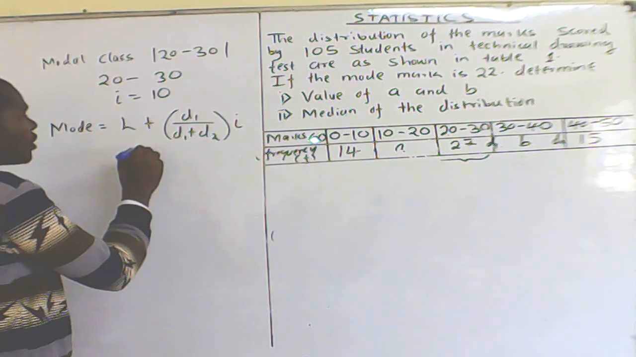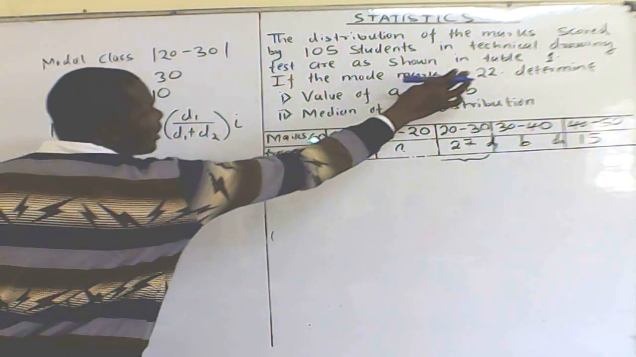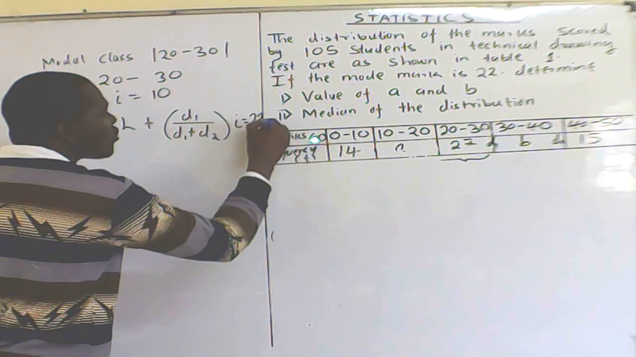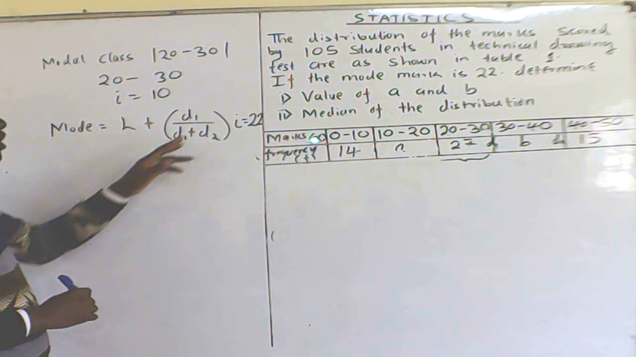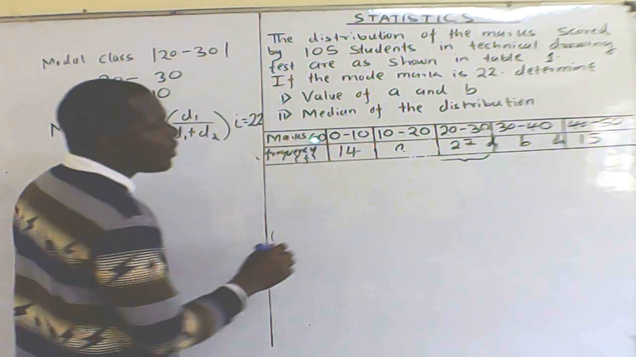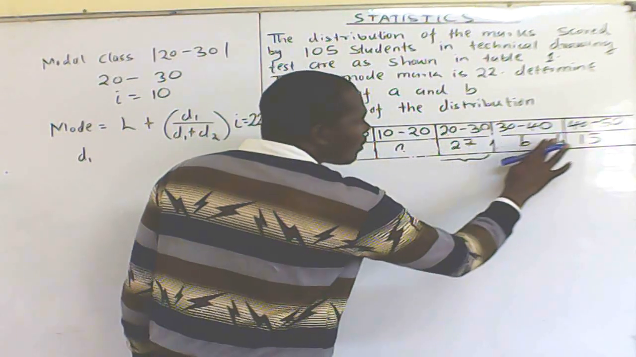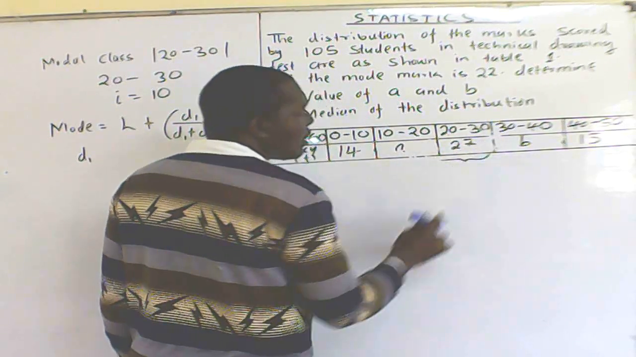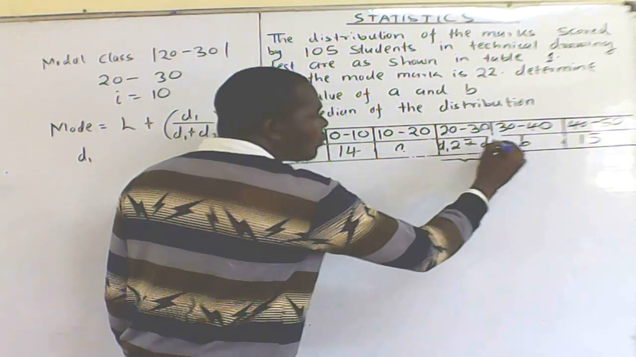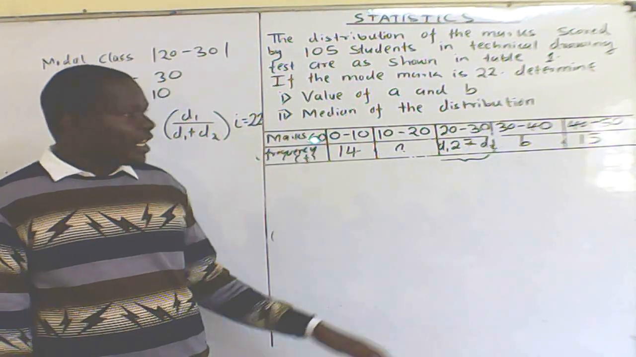Then the mode you will be told is 22, which is given for that class. So that one is equal to 22. Before you start substituting, what is D1? We are in which class? We are in this class. So D1 is the one in front, D2 is after it.